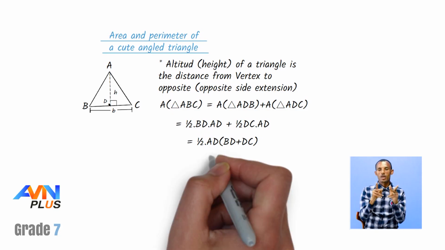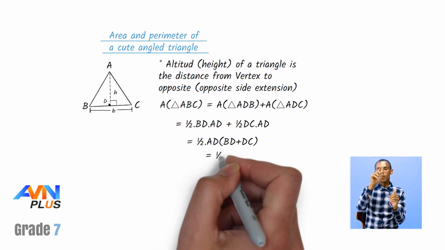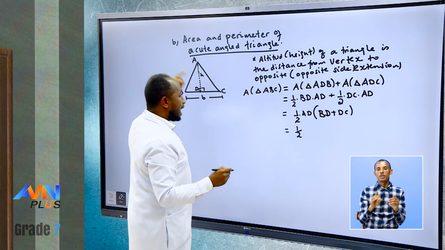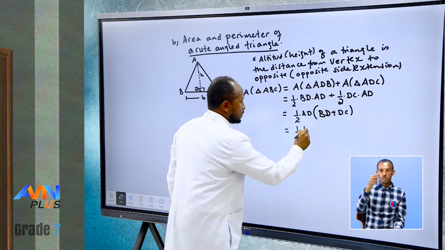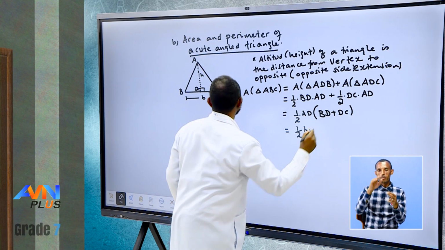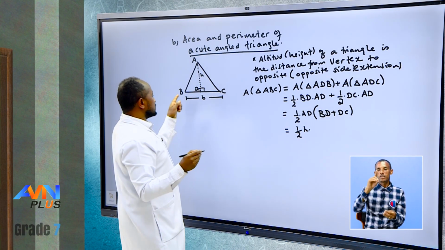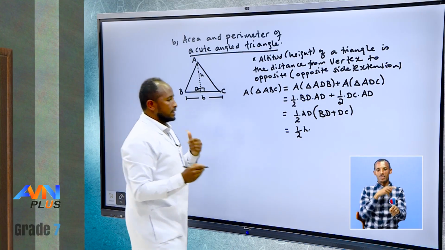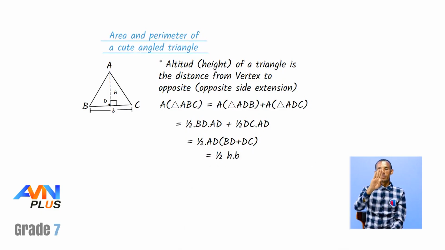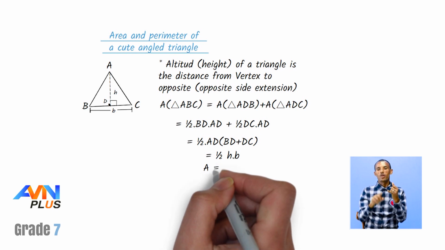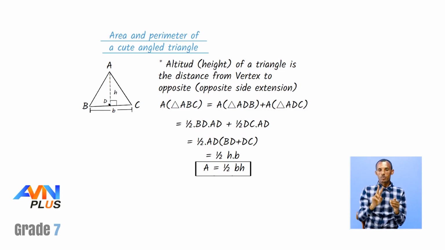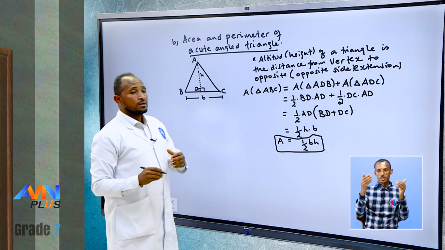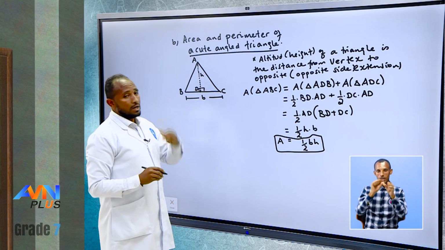Okay, so this will be equal to half times AD. AD is, we said, the height of the triangle, the altitude, or height H. So times BD plus DC is the total length, it is the base. Therefore, this one is B. So finally, you have this equation: area of a triangle is base times height. So this is the equation to calculate the area of an acute angle triangle.